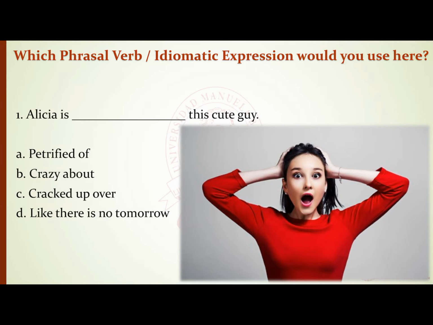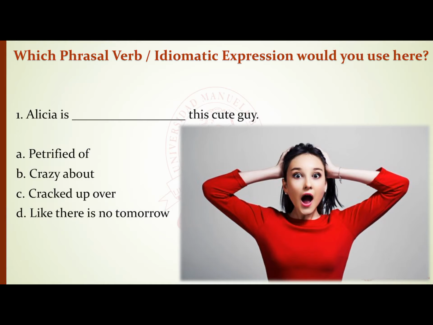All right, a quick question. Which phrasal verb or idiomatic expression could you use here? Now, the sentence goes like this. Alicia is this cute guy. So there's a cute guy who Alicia. What would be your response here? Alicia is A, B, C, or D? This guy.